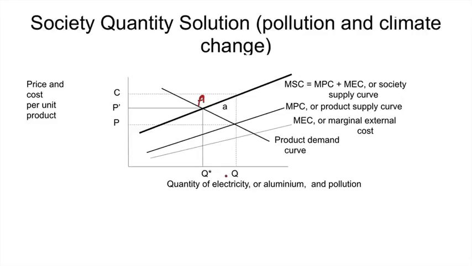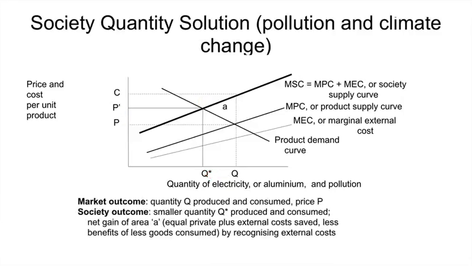And note that we would buy and produce less of this electricity, and that the price would be pushed up to reflect the higher costs on society. That is, recognising the social costs of pollution as well as the private costs. So that gives us the market outcome, quantity Q and price P. The society outcome is a smaller quantity Q star produced and consumed, but at a higher price.